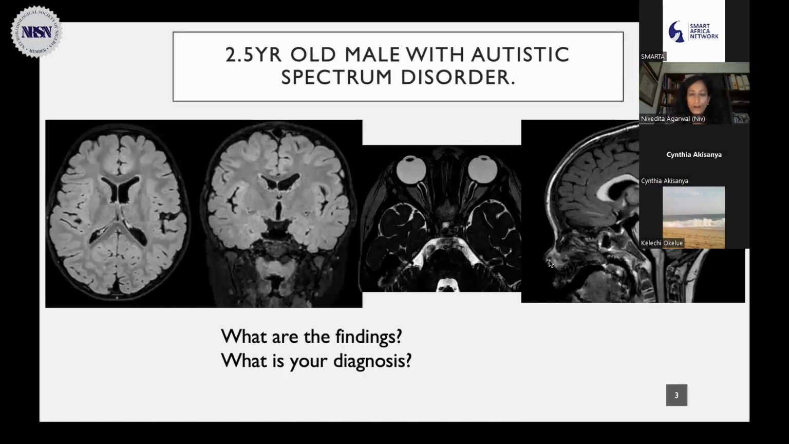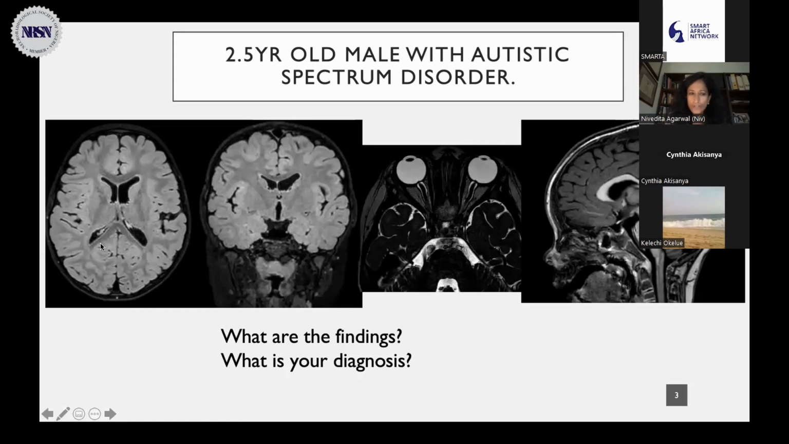Let's start with the first case. Now, this is a 2.5-year-old kid with autism. He was in our hospital and got an MR. So just take a minute to look at these images. You have an axial FLAIR, you have a coronal FLAIR image, you have a sagittal T1, and you have a high-res T2 weighted image looking at the eyes. Do you see anything? Just anything big. Don't look at anything very, very small.